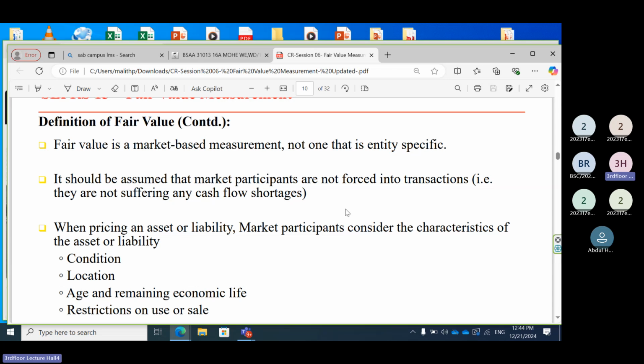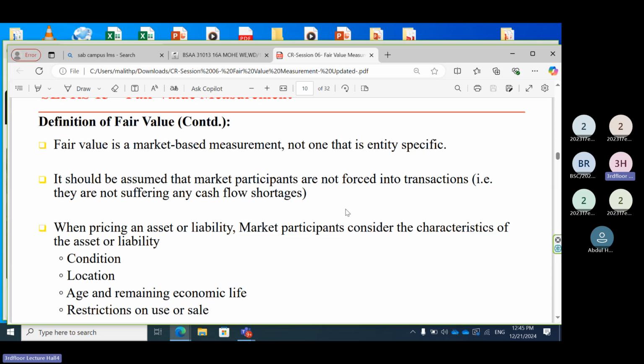So then you have to evaluate that and you have to give the price. That's all about the condition, location and the remaining economic lifetime. Those are really important facts, right? And restriction on the use of the sale. Is there any restriction for this asset?